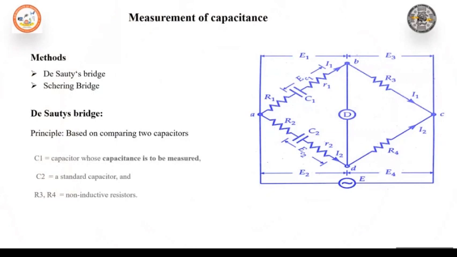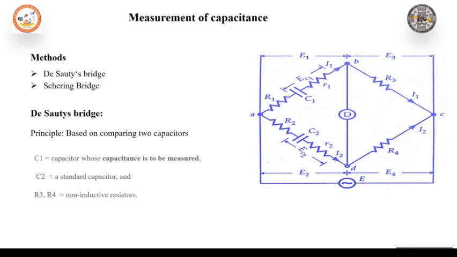The diagram shown here is the modified de Sauty's bridge. This bridge is a modification of the basic de Sauty's bridge. The capacitors with dielectric losses are called imperfect capacitors. Professor Grover modified the basic de Sauty bridge and obtained the modified de Sauty bridge, which I have shown here. This is used for the measurement of an unknown imperfect capacitor.